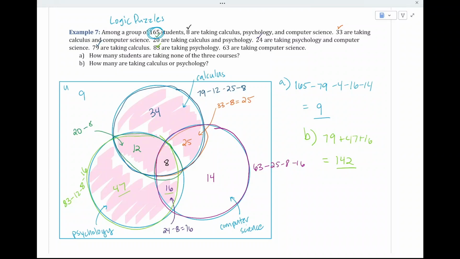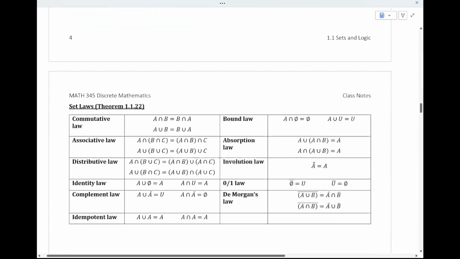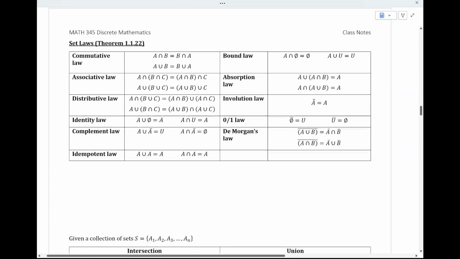So in this problem, we were able to use a Venn diagram to help us figure out this really complicated situation. We could have done this all using set notation, but I think it maybe would have been a little bit more complicated than having this visualization. All right, let's talk about some laws. Here are set laws. This is from your textbook, Theorem 1.1.22.